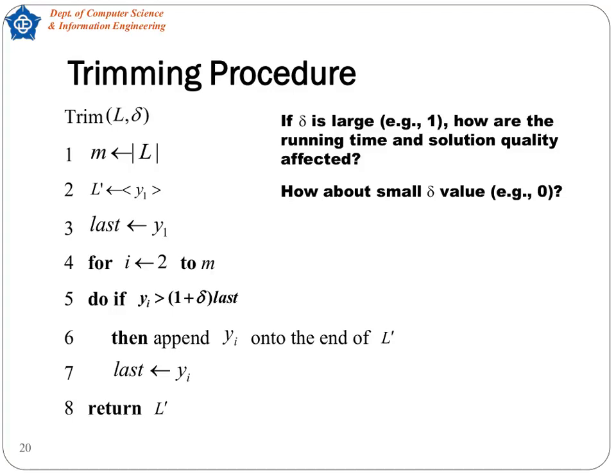The beauty of this approach is how delta tunes our pruning. A larger delta means only big jumps survive, so L stays tiny and the algorithm zips along, but the approximation is coarser. A smaller delta forces us to keep more tightly spaced values, boosting accuracy at the cost of extra entries and extra work. That's the entire trimming routine. Simple, efficient, and driven by the choice of delta.